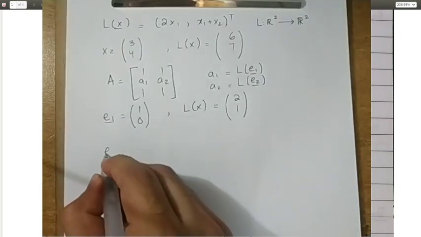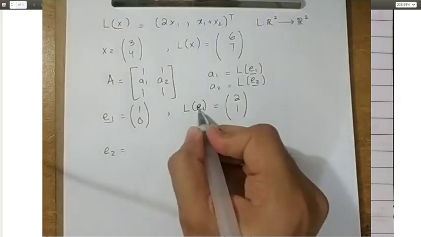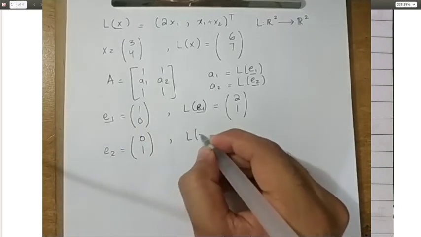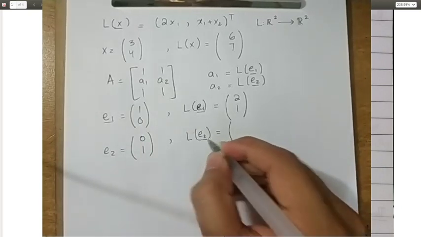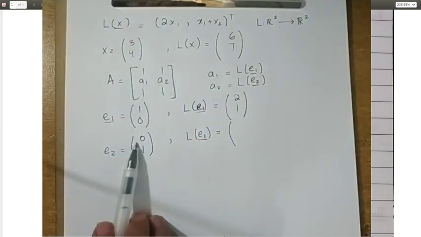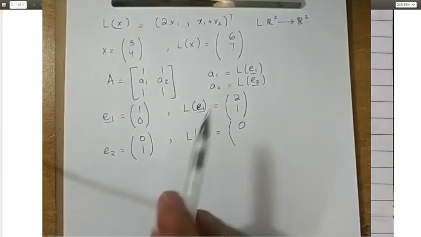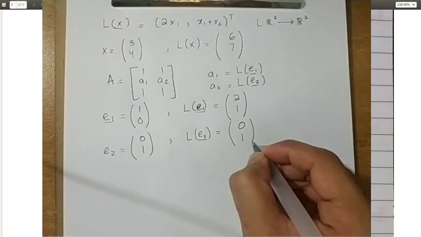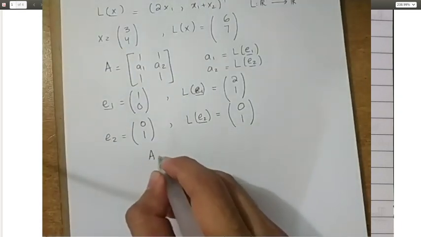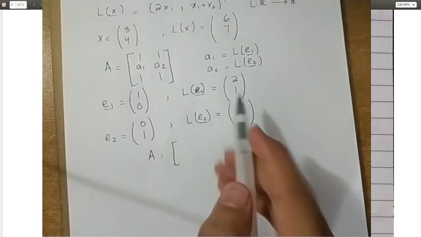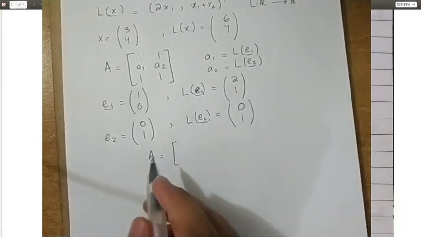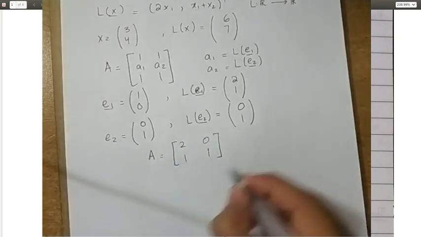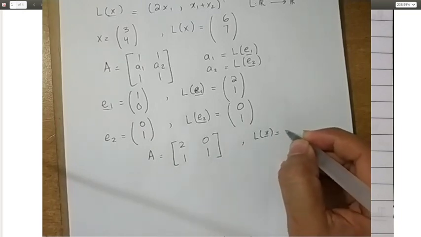And if I want the transform of E2, the second standard basis vector is (0, 1). And if I transform it, L of E2, then it simply becomes, the first component is twice x1, twice 0 is 0. And the second component is x1 plus x2, 0 plus 1 is 1. And so now I have the matrix representation A, where this is the first column and this is the second column. So 2, 1, 0, 1. And so now Lx can be represented as Ax.